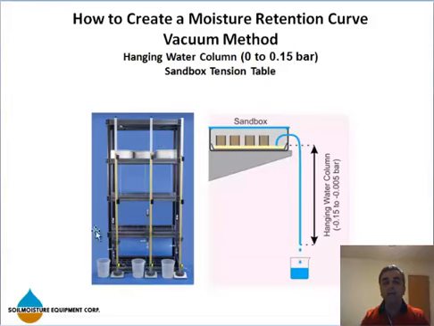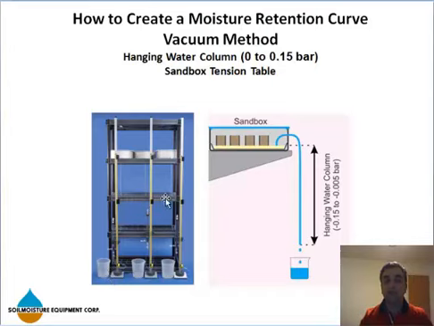We have a low tension lab at Soilmoisture. We have recently developed this. This is basically a hanging water column. It is optimized for maximum convenience and accuracy.